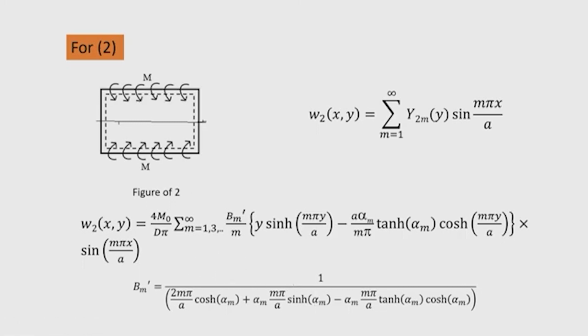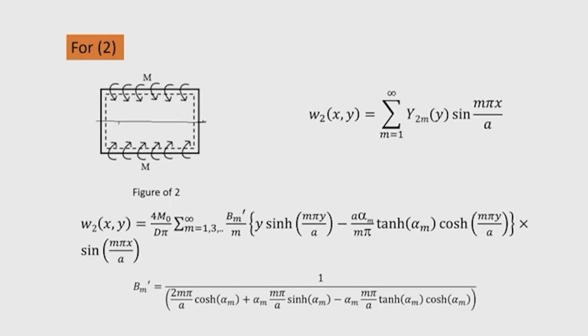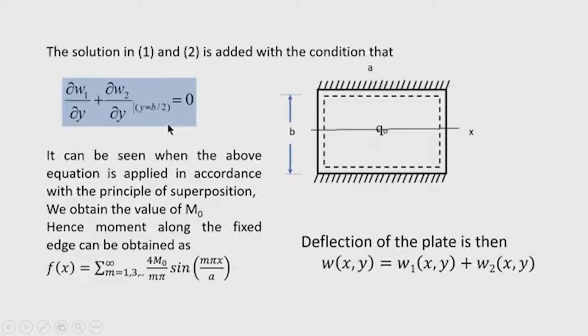Superimposing these two conditions, we will resolve the actual deflection of the plate subjected to uniformly distributed load with the edge condition that two opposite edges are simply supported and two opposite edges are fixed. This will only be true if the value of m is such that it makes the slope 0. For that condition, we will impose del w, the slope along the y direction for w 1 plus slope along the y direction for w 2, at y is equal to b by 2 equal to 0. The above equation is applied in accordance with the principle of superposition.